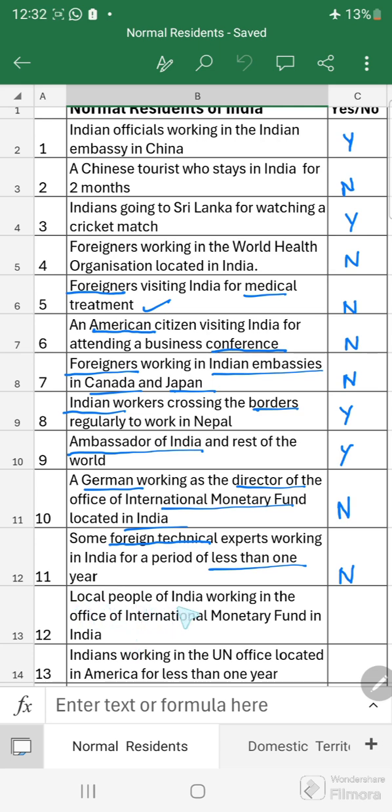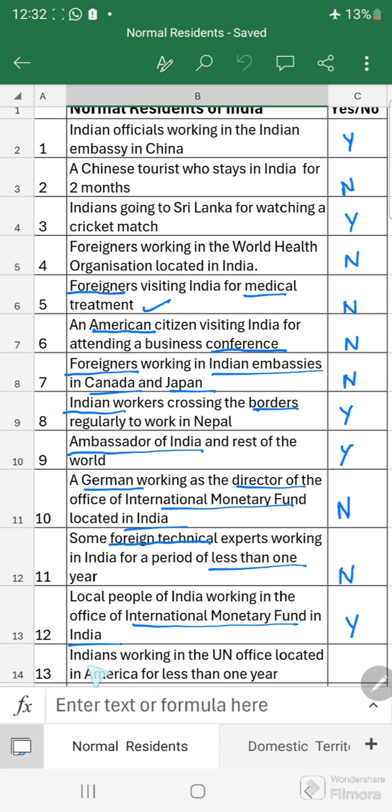The next one is local people of India working in the office of International Monetary Fund. So our SCA, that is earning, spending and accumulation, is happening in India. So they will be considered as normal residents of the country.